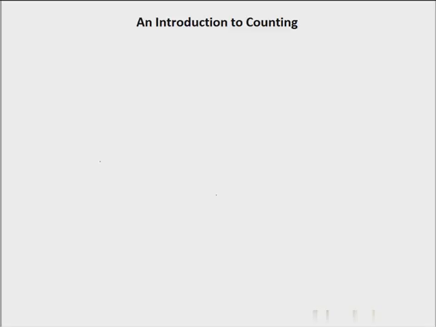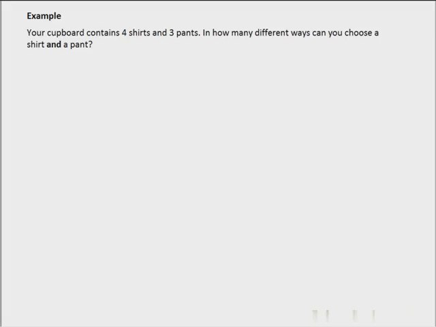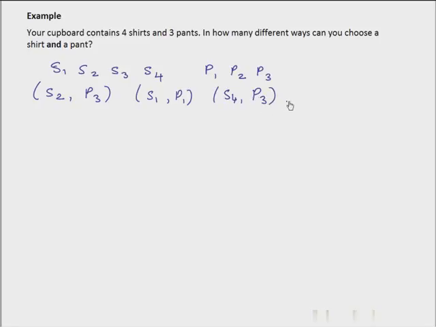Let's begin our introduction with a simple example. You have 4 shirts and 3 pants. In how many different ways can you choose a shirt and a pant? Let's set up some notation. I'll denote the shirts by S1, S2, S3 and S4 and the pants by P1, P2, P3. To pick a shirt and a pant, I could go S2 and P3 or S1 and P1 or S4 and P3 and so on.